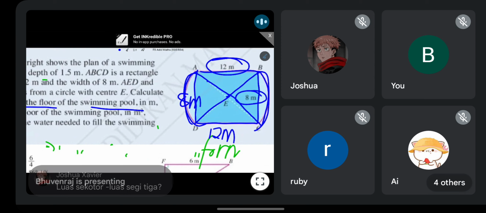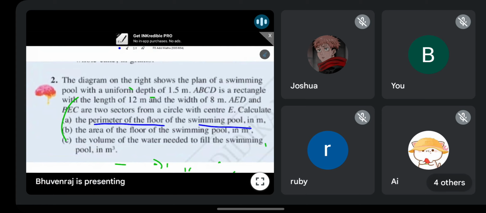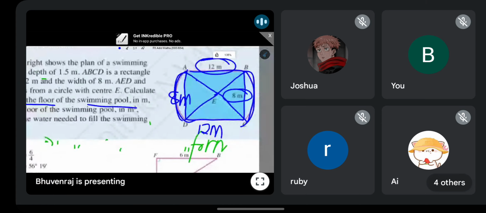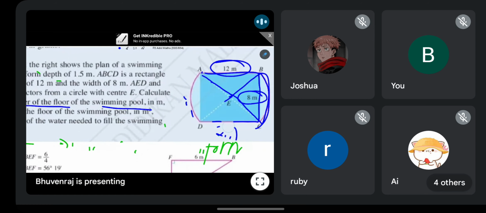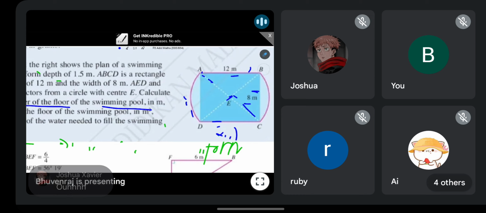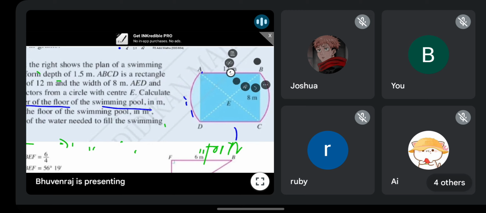Luas sektor tolak luas segi. Xavier, sekarang kita kira perimeter, bukan luas. Luas tak boleh guna. Very good. Use the trigo to find the angle. Okay, as you all can see, right? Kamu ada dua segitiga tadi, macam saya cakap. Okay, you have two triangles. So basically, right, you can use the trigo method.